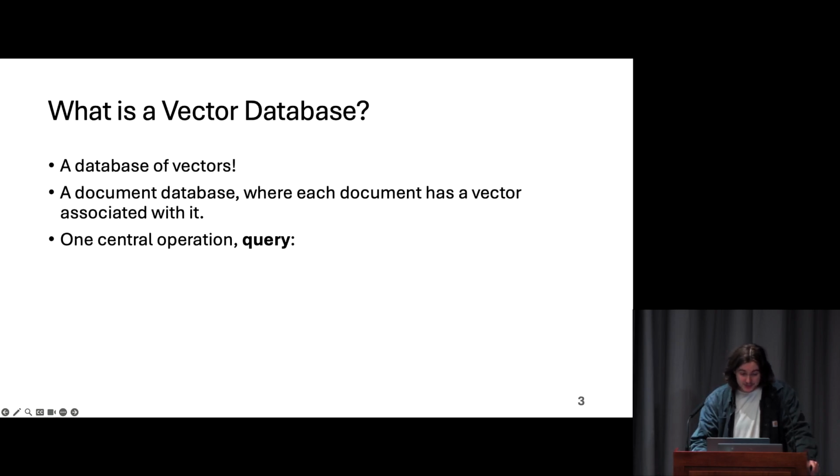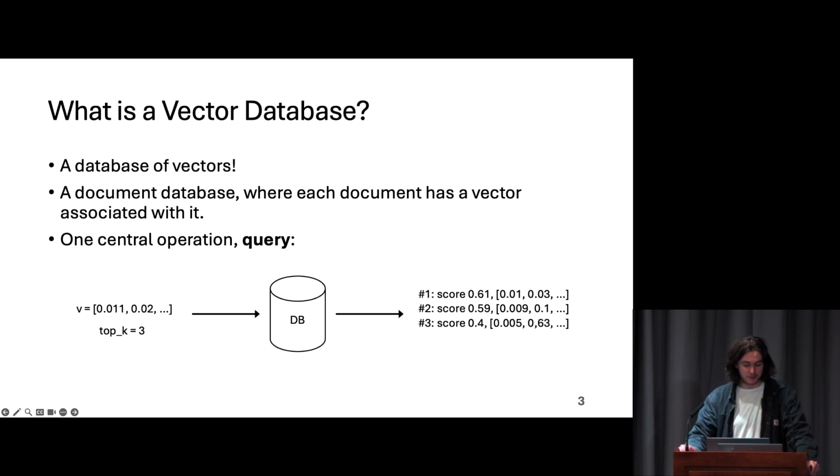But the main reason these exist, the fundamental reason we have vector databases, is that we have this query operation where we can pass in a vector, so this n-dimensional tuple of floats, and we can pass in a parameter top k. And what the vector database will return is the top k most similar vectors in the database and the associated metadata with each document. So that concept of similarity is a bit obscure right now. I'll talk about that later. But for now, just think about it like, okay, these are semantically similar.